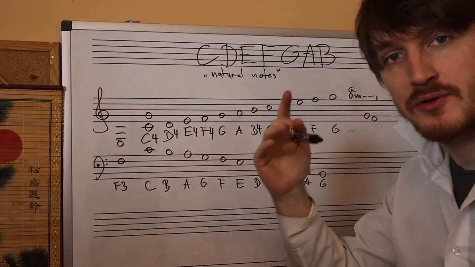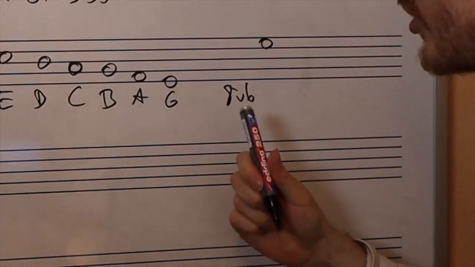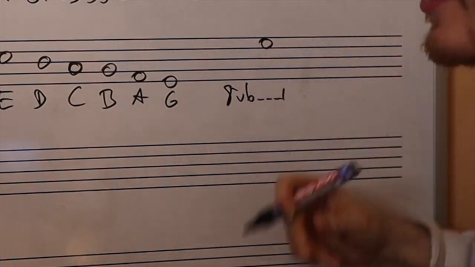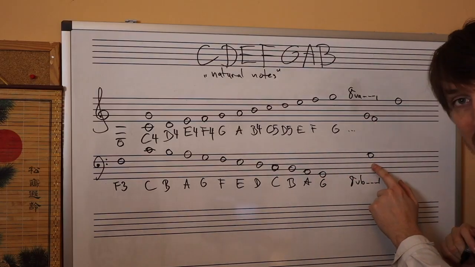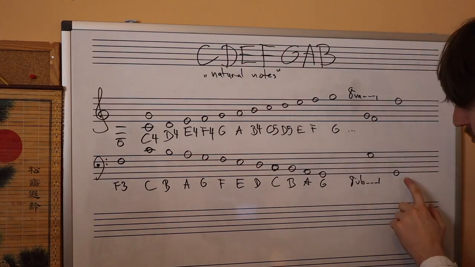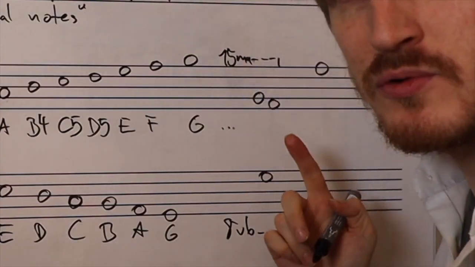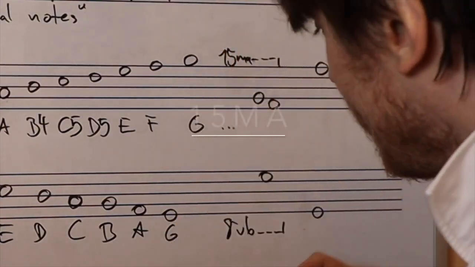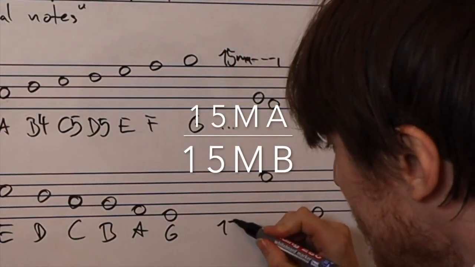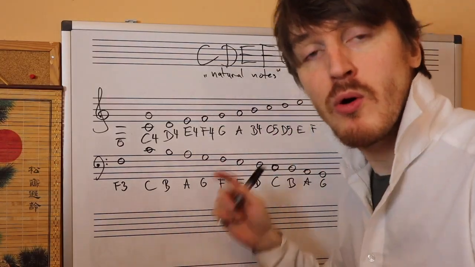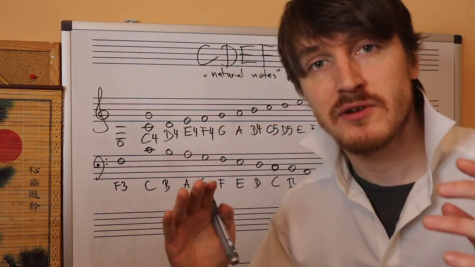Same goes for transposition 1 octave lower, which looks like this. This 8VB and a dotted bracket below the note. This should be played 1 octave lower, which would be this G. When it says 15MA, you should play the note or notes 2 octaves higher. When it says 15MB, it should be 2 octaves lower. Depending on how low or high a note is, it gets a different label.